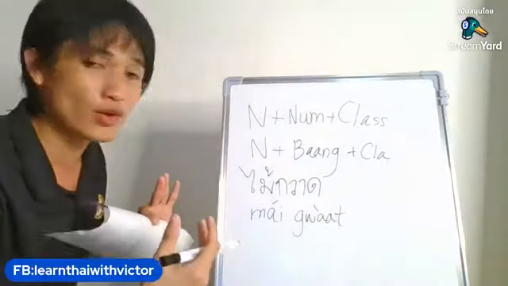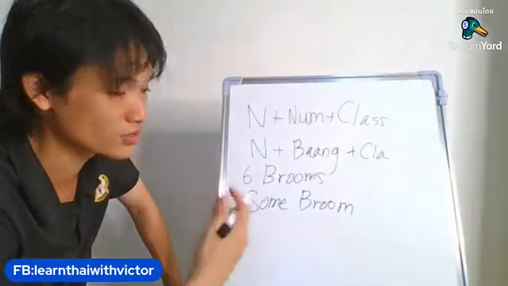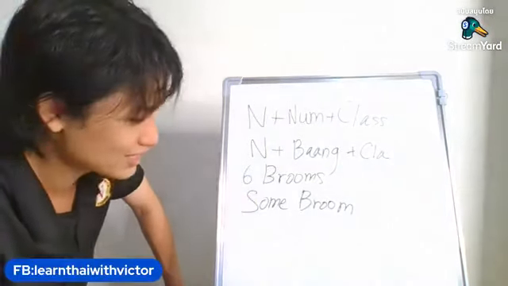ไม้กวาด and... So the word is correct, Kuniki, but you have to change the position a bit. Remember that now it is the broom, right? So ไม้กวาด 6 อัน. That is how it is: ไม้กวาด and then number 6, 6 อัน. So how can I say some brooms?